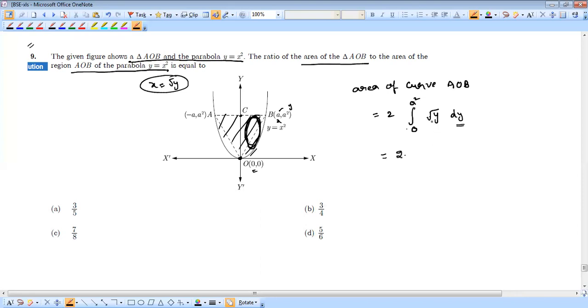And 2 into the integration of root y, it will be y power 3 by 2 divided by 3 by 2, with limits 0 to a square. So 3 by 2 goes up, 2 into 2 by 3 is 4 by 3. Now apply the upper limit, (a square) whole power 3 by 2 minus 0 power 3 by 2. So it is 4 by 3 a cube.